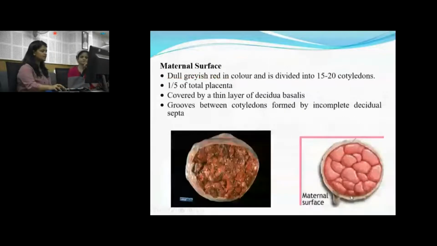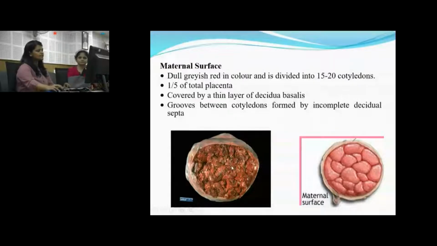The maternal surface, as you can see here, is dull greyish-red in color and is divided into 15 to 20 cotyledons. This maternal surface forms 1/5 of the total placenta, and this is covered by a thin layer of decidua basalis. The grooves between these cotyledons are formed by the incomplete decidual septae.